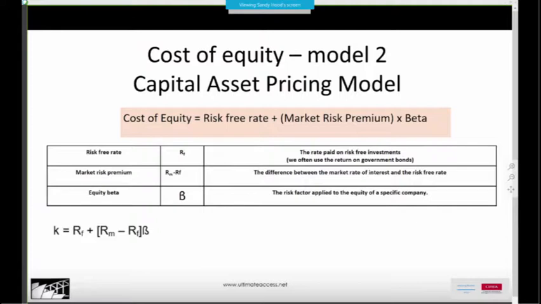The other one is the market risk premium, which is the difference between the market rate of interest and the risk-free rate. And the equity beta is the specific risk factor that we would apply to the equity of a particular company. And you can see it fitting into a formula at the bottom, which corresponds to the written formula in the sandy box at the top.